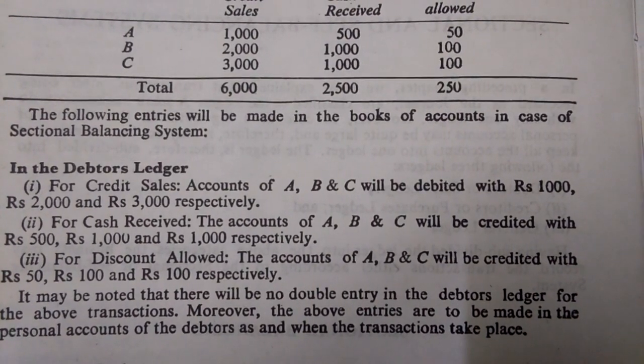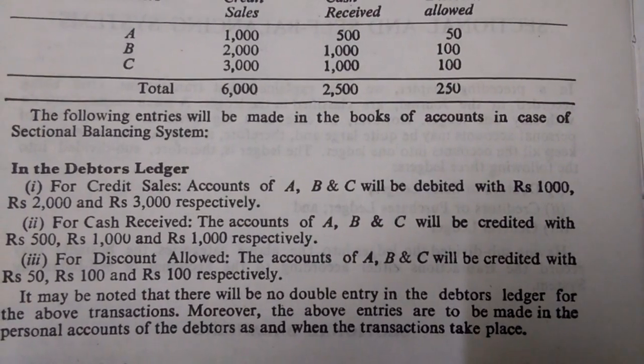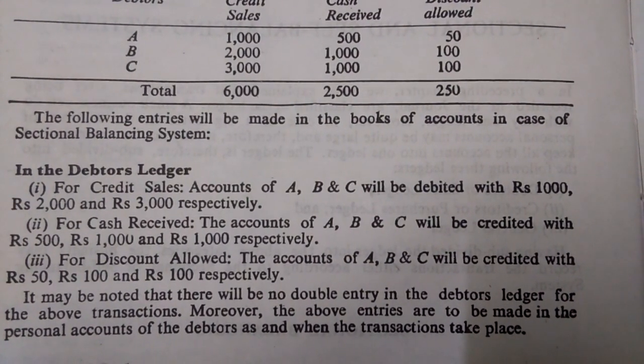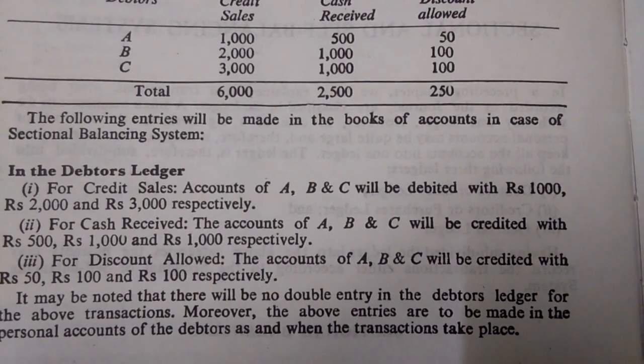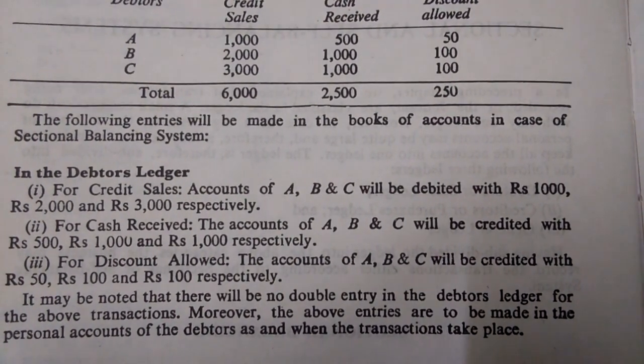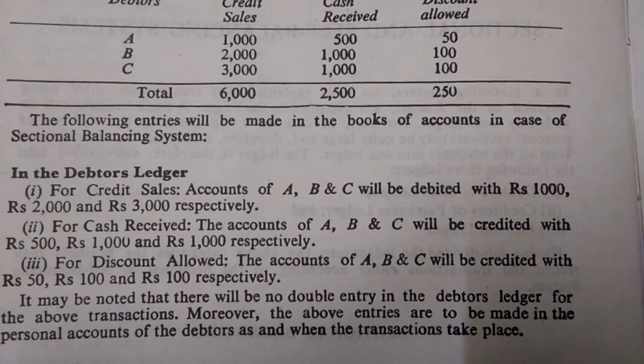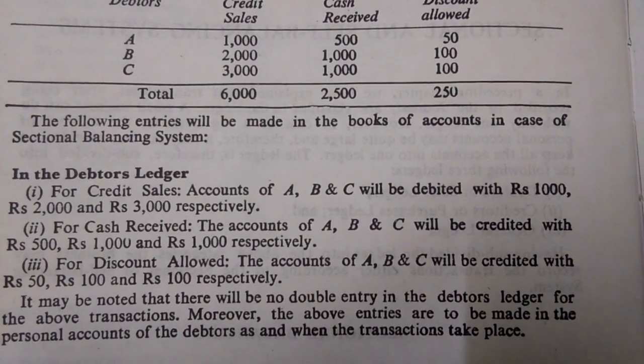It may be noted that there will be no double entry in the debtors ledger for the above transactions. Moreover, the above entries are to be made in the personal accounts of the debtors as and when the transactions take place.